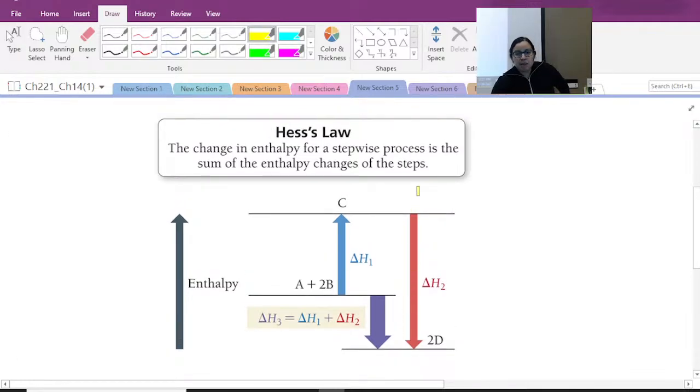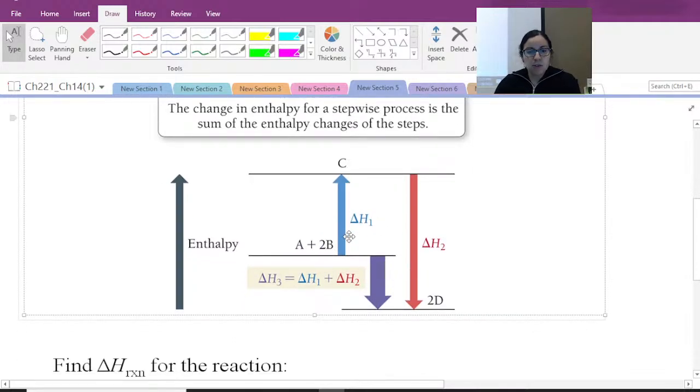Like you saw in lab, it doesn't matter how you get there for enthalpy, it just does equal. And this gives a little scenario here. If we care about C to D, we can add the process of A plus 2B gives us C, and then add going from A plus 2B to 2D. Adding those two processes together gives us our overall delta H.